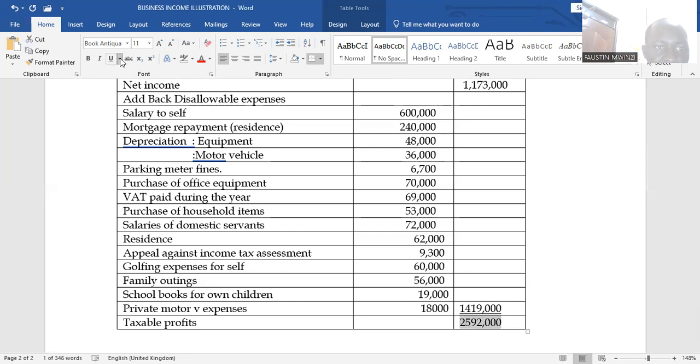Now, if you are told to calculate the tax payable, this guy is a sole proprietor. I've not shown you how to treat partners. This guy is a sole proprietor. If you are told to compute the tax, you simply take 2592, tax the first 10%, the next 25%, and then the 30%, and then you less personal relief. You get the tax payable by this guy.